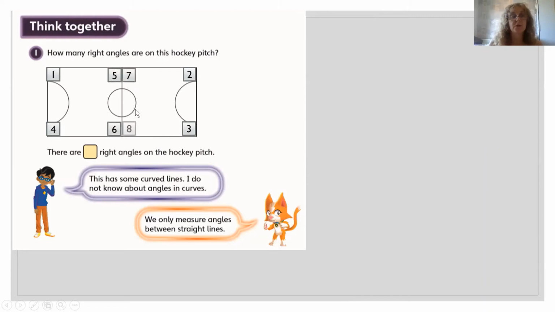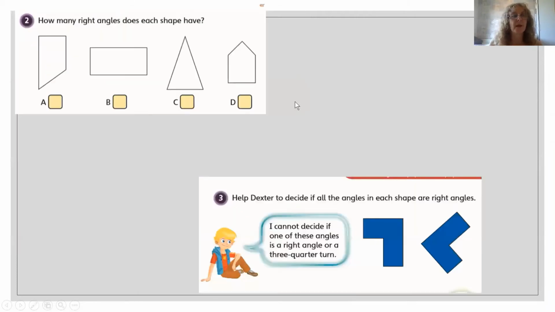So I know altogether there were 8. Did you get that right? Great. Let's look then at these shapes. How many right angles does each of these shapes have?